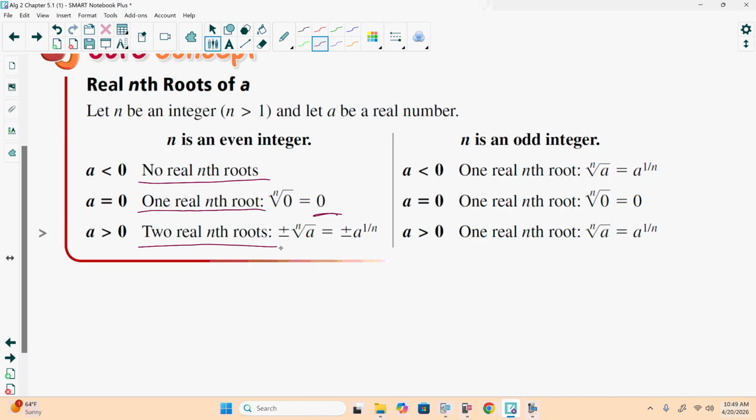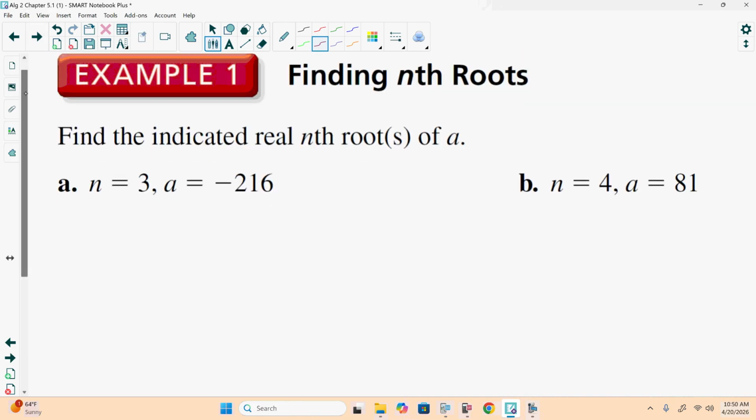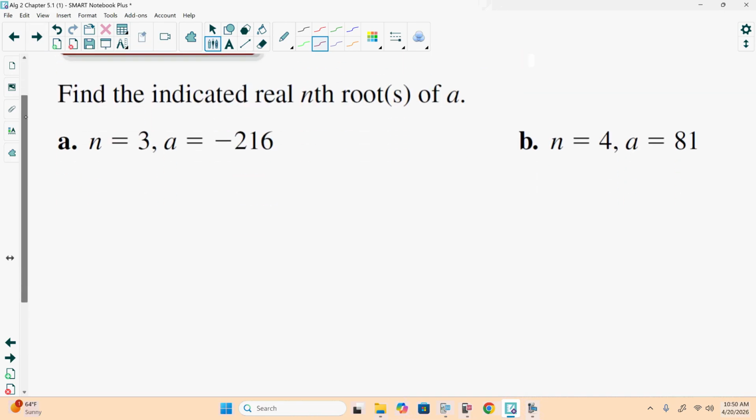If we take an odd root, it doesn't matter if the number inside, or what we're applying it to, is positive, negative, or 0, we will always have one real root. When we take an odd root, we will always have one real solution, no matter what the number is. Questions on this here? So let's look at a few of these here, applying this indicated root.